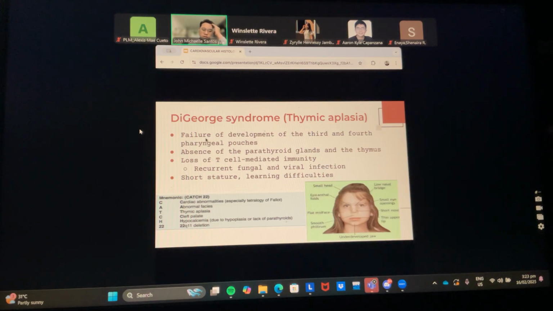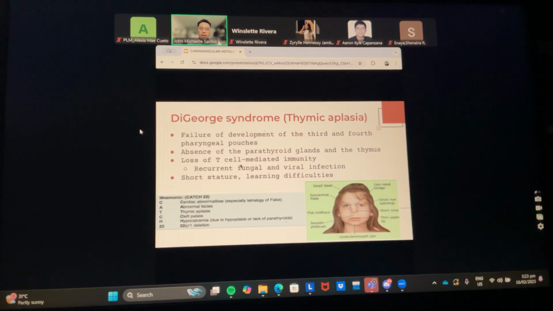Okay, in your DiGeorge syndrome, there is failure of the development of the third and fourth pharyngeal pouches. Diba sabi nga natin, saan galing si thymus? Doon sa third pharyngeal pouch nung bata. So the absence of your parathyroid gland and thymus, so it's the loss of, since sa thymus nagmamature yung mga T cells mo, and in the DiGeorge syndrome or thymic aplasia, wala kang thymus.